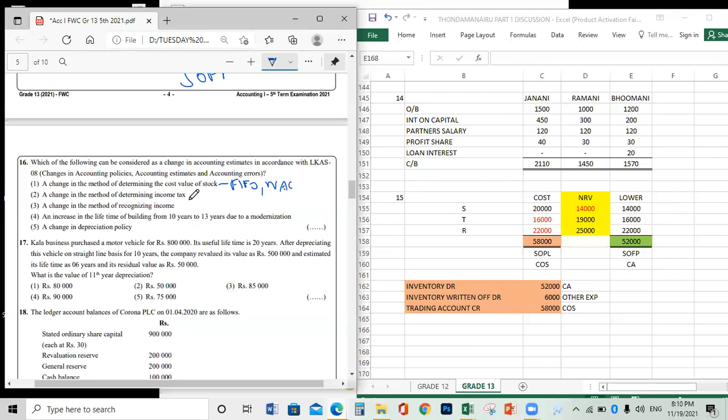Okay, so here, now guys, you should be able to find out what is a policy and what is an estimate. Now you can easily eliminate answer 5, because in answer 5 they directly tell you it's a policy. So that is going to be eliminated directly.